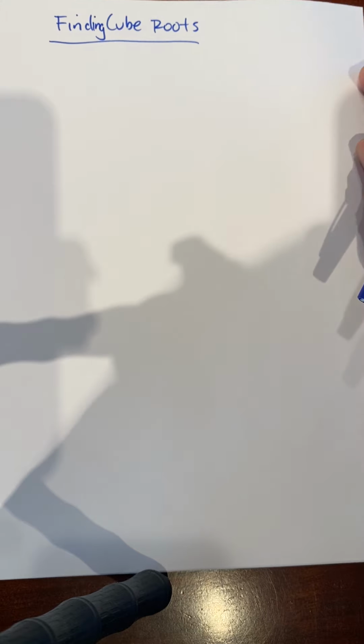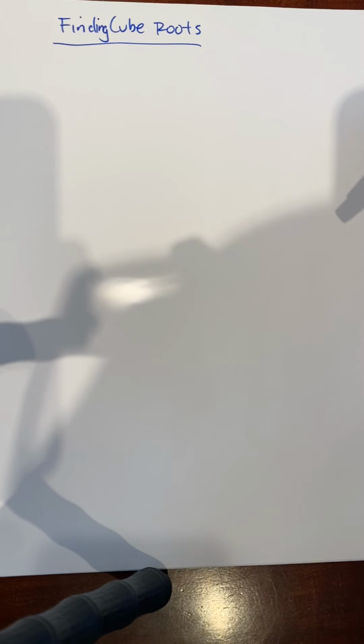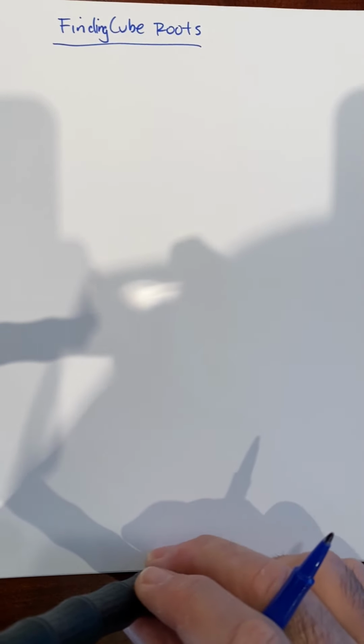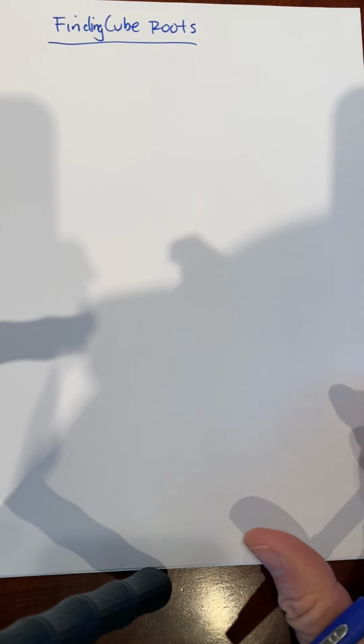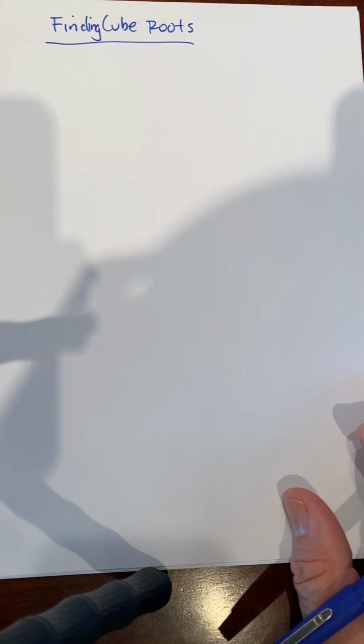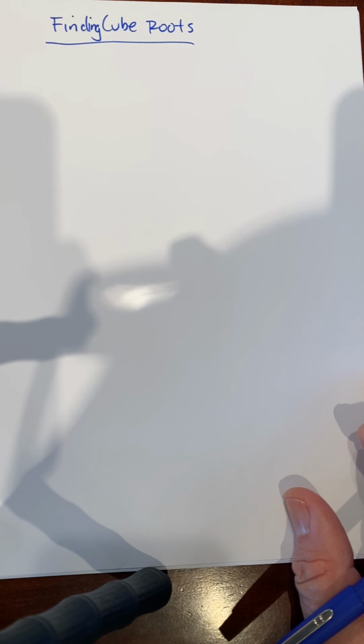Finding cube roots. But let's start with a warm-up. I really think it's important that you memorize the perfect squares from 11 to 20. You already know them from 1 to 10. But from 11 to 20, the reason it's important to memorize is because then you'll recognize those numbers and you won't be bogged down by them. And math will be a little bit simpler in this area. So let's go through them. The perfect squares from 11 to 20.